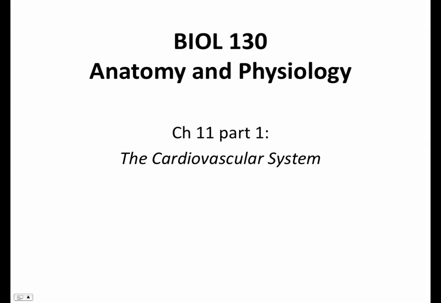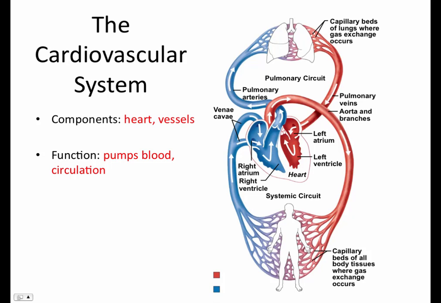In our last chapter, chapter 10, we saw that the function of blood is to carry nutrients as well as oxygen and remove carbon dioxide and waste. And how it's able to do this is by the use of the cardiovascular system. Our cardiovascular system has two major components. We have the heart and we have the vessels. And the function of the heart is to pump the blood.